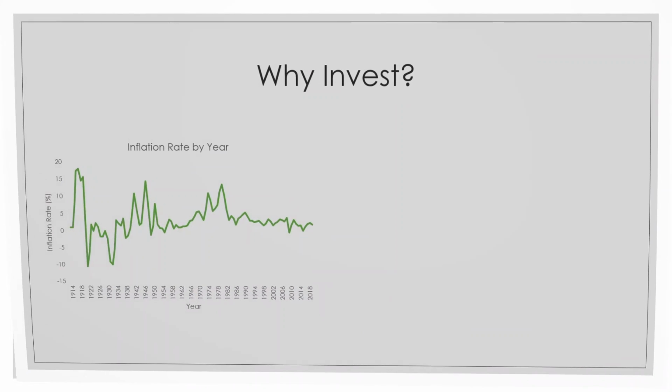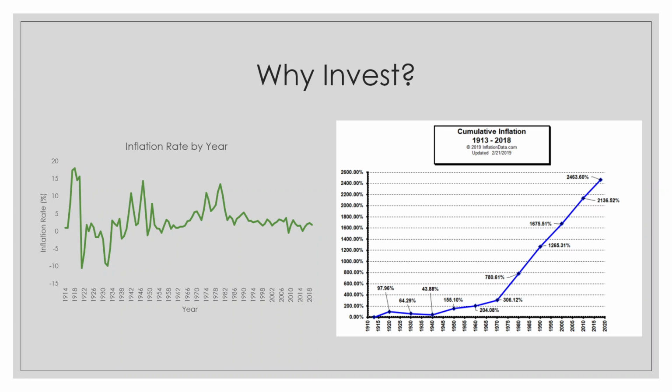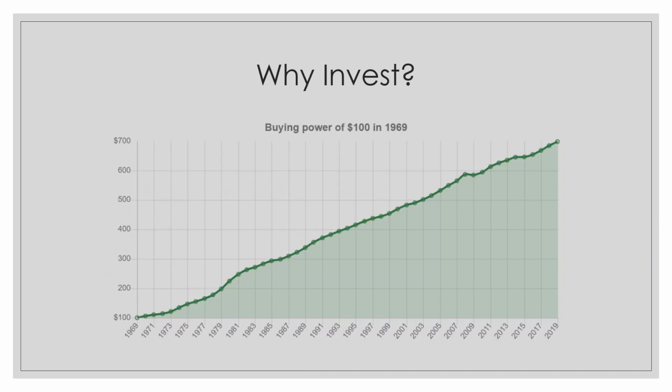Let's start by discussing why we should invest rather than just save. This graph shows the inflation rate in any given year, so every year above zero is a year that we experienced inflation. This graph shows the cumulative inflation year over year, so you can see that money continues to inflate over time. This impacts our money's buying power. This graph shows that something that cost $100 in 1969 would cost about $700 in 2019. This means that we need more dollars today to be able to have the same purchasing power as in 1969.